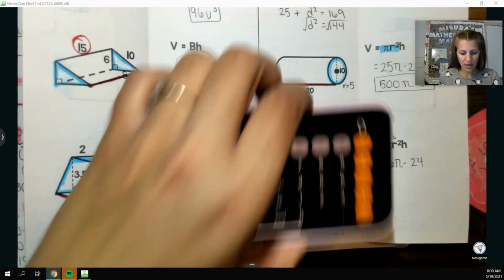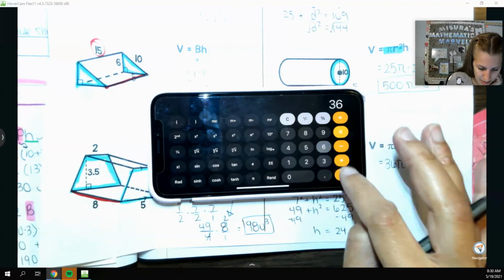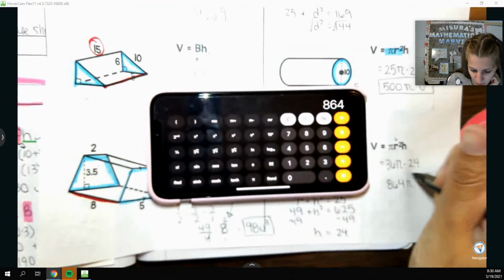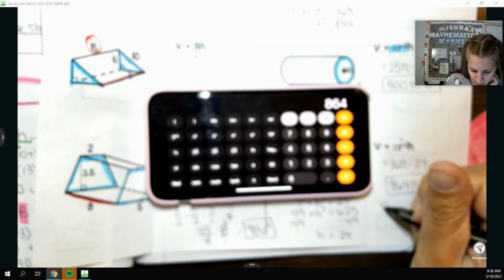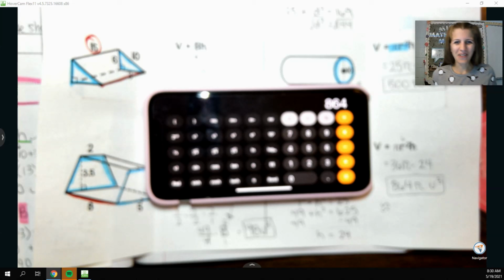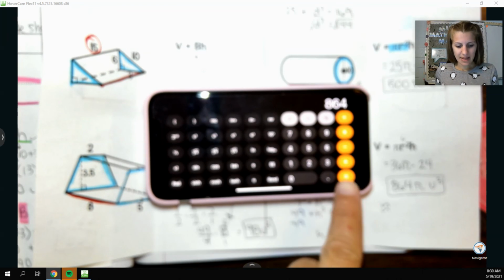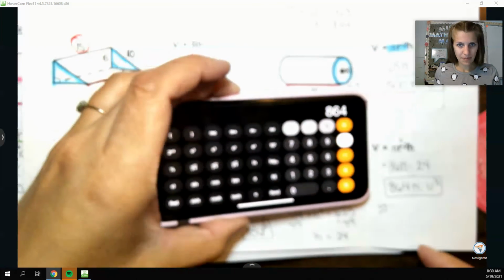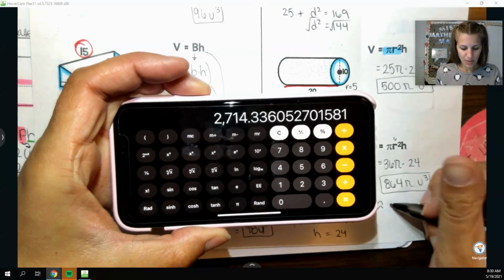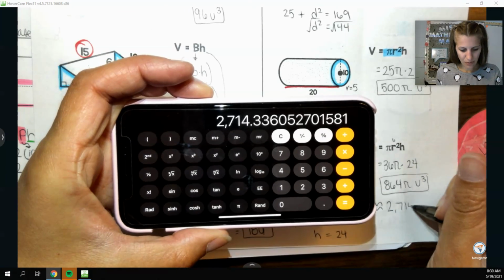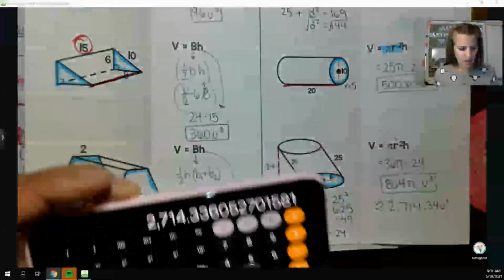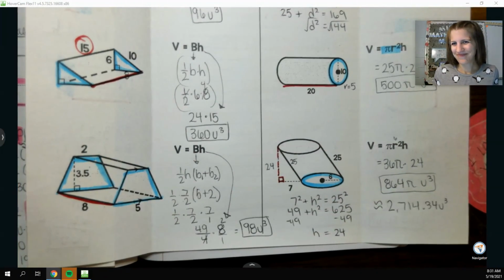So now I'm just going to do the 24 times 36. Again, big numbers. So 864 pi units cubed if you want exact. If you do want approximate, just to practice, we'd have 864 times pi. Oh my goodness, why does it sometimes just take forever to snap in? So approximately 2,714.34 units cubed, if you want approximate. But who does? See you in the next one.